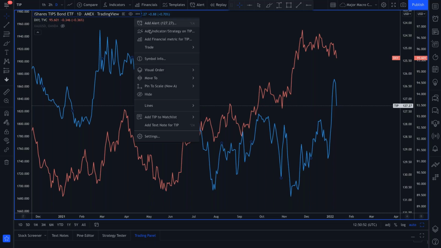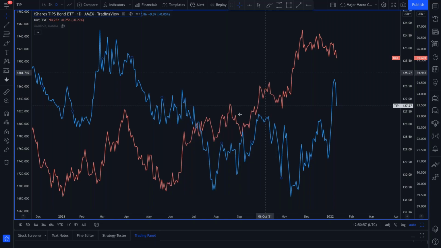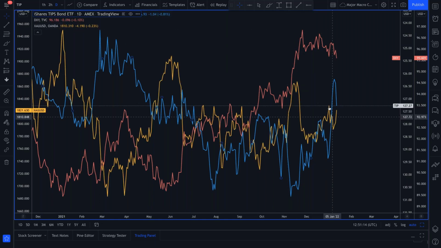You can use this proxy for real yields. Just use the MX TIP symbol. So this is what you want to look at. When you have the dollar and real yields moving together, that's when you get the best moves in gold. At the moment, we've seen the dollar moving higher to start the year, and we saw real yields moving higher. That was a negative for gold.